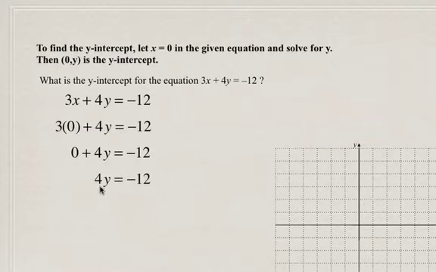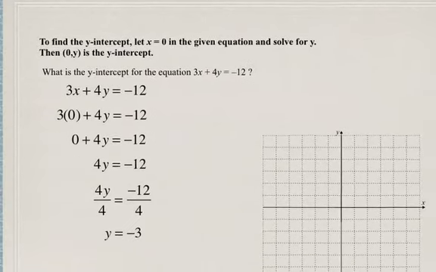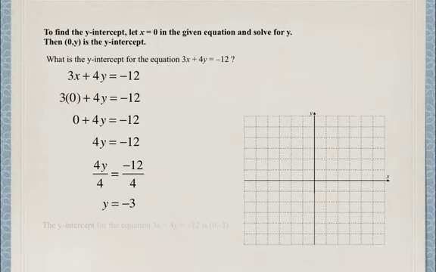So now we have to get rid of the 4 to find out what the y coordinate is. So we divide both sides by 4. And we're left with y equals negative 3. So that means that the y-intercept for the equation 3x plus 4y equals negative 12 is 0, negative 3. So we know the line is going to cross at this point. So let's move on now. And the point is 0, negative 3.